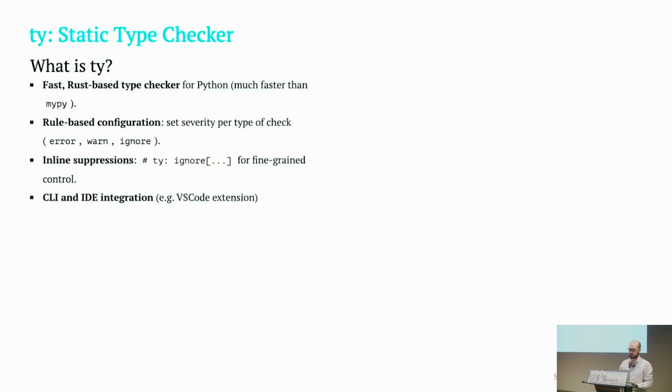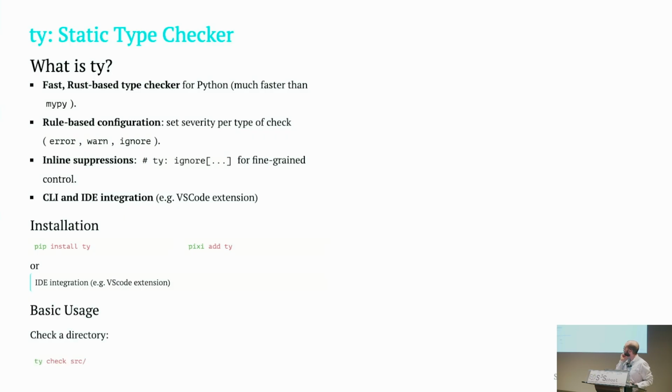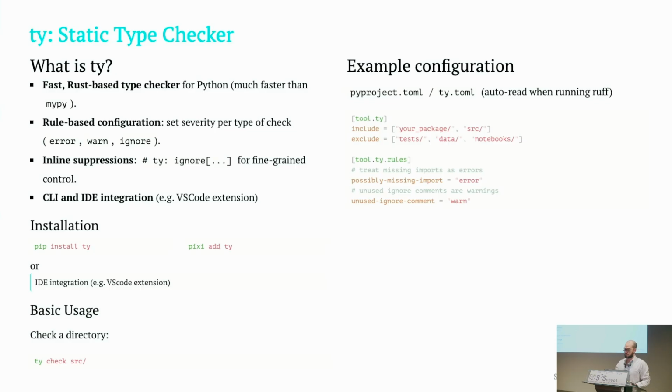Same thing, you can have an extension in VS Code. The installation goes the same way. And for the usage, it's ty check followed by a directory or a file. Same, you can have a configuration file, ty.toml, or in the pyproject. It's also read when you run the tool. You can include some specific directories or exclude other ones. And there are some rules as well for ty.